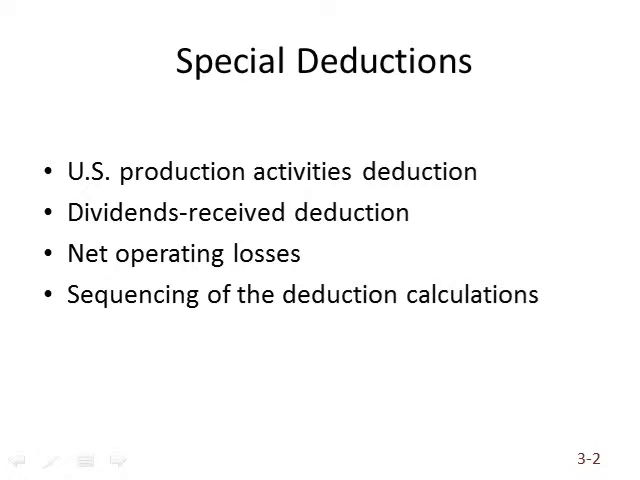Tonight we want to talk about a couple of special deductions. These include the U.S. Production Activities Deduction and the Dividends Received Deduction. We want to talk about net operating losses and how they're treated. And then we want to talk about the sequencing of the deduction calculations, since several of these, if not all of them, are subject to certain limitations. However, to get to the amount that drives the limitation, we essentially are adjusting the adjusted taxable income. When we adjust the adjusted taxable income, we do it in a particular sequence so as to come up with a number we can then apply and use in the limitation calculation.